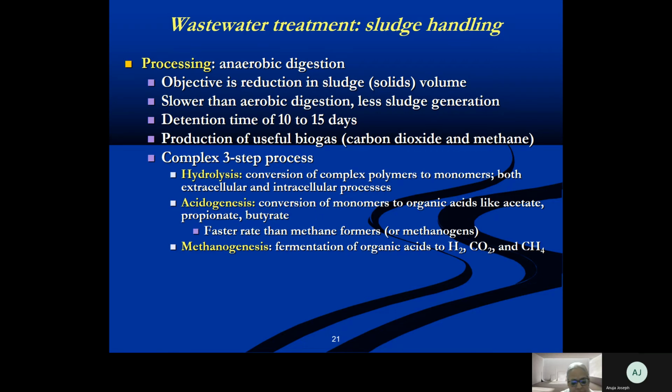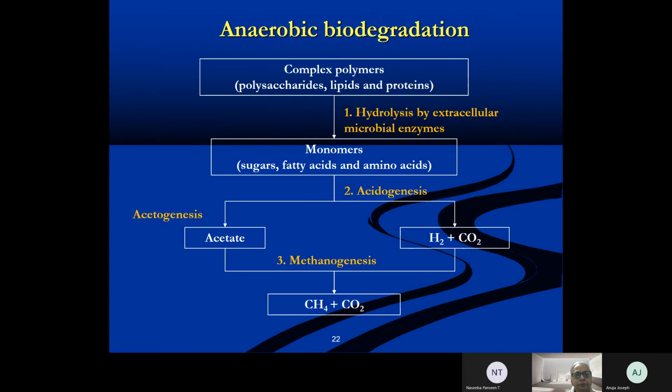Then I've already mentioned the fact that biogas is one of the most useful end products, carbon dioxide and methane, and it's a complex three-step process. So let's take a look at that. So what happens in anaerobic biodegradation? It's not as simple as aerobic biodegradation. So here we have our sludge. The sludge is biomass. This biomass is basically bacteria and a few other types of microorganisms. These are complex polymers. So they are polysaccharides, lipids, proteins, all these kinds of biomolecules, biopolymers that are part of sludge.